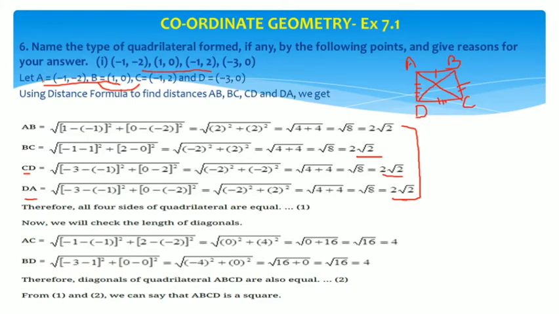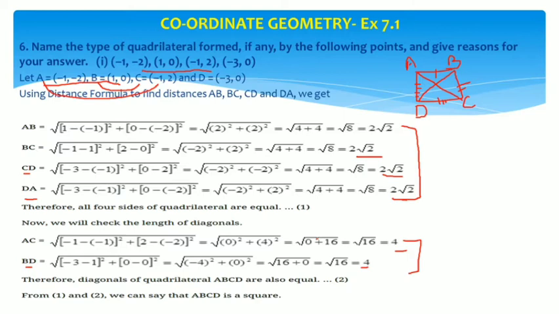So first let me find AC. We will take these two, A and C. By the distance formula the length of AC is coming 4. Similarly we will find the length of the diagonal BD, and by the distance formula the length of BD is also coming 4. So we are observing all four sides are equal and also the lengths of both the diagonals are equal, and such a condition is obtained in a square, where all four sides are equal and diagonals are equal. So based on this observation, we can say this particular quadrilateral is a square.